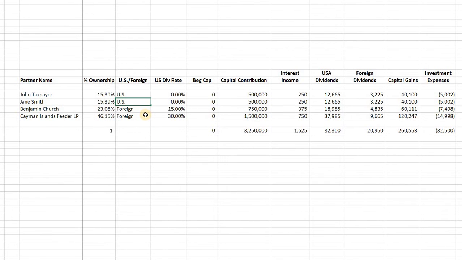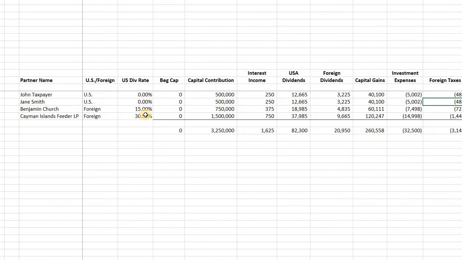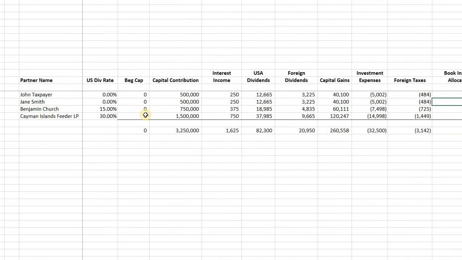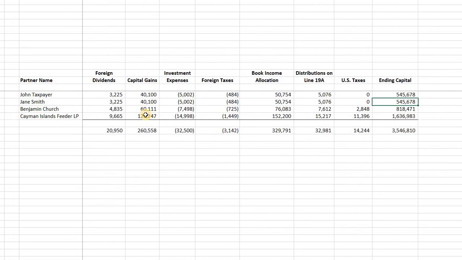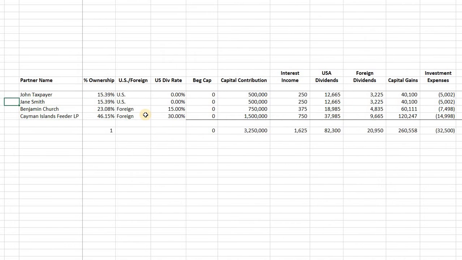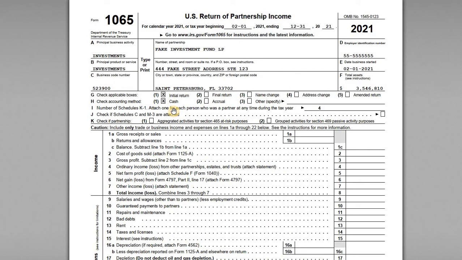So the cap table is really important in an investment fund context because you need to be very precise about how you're allocating all the different types of income that's running through there, the expenses, distributions. And so I've got one of those set up here for our fund, and we'll go over that as well. And then lastly, of course, the return. So the 1065 full return with the K1s, K2, K3.